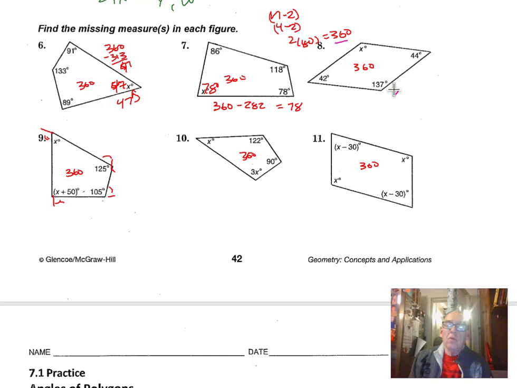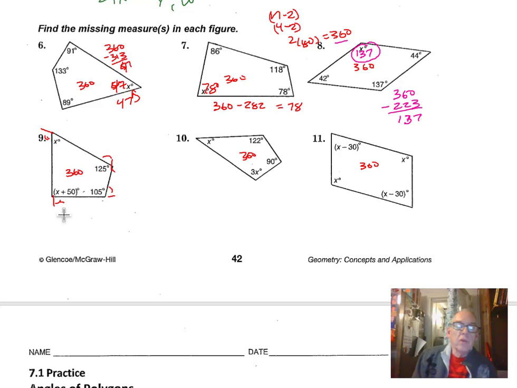And 360 minus 223 gives us 137 rather. So x is 137. And altogether again, these should add up to 360 degrees.